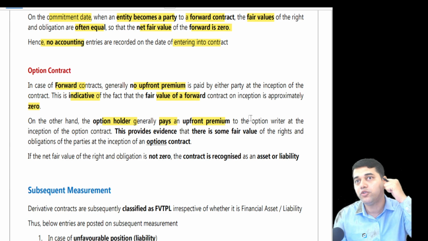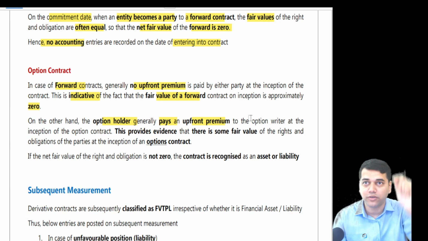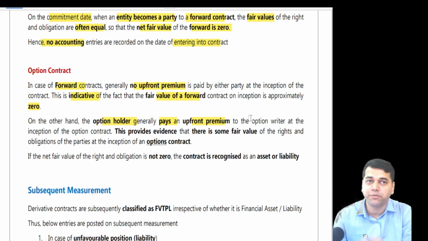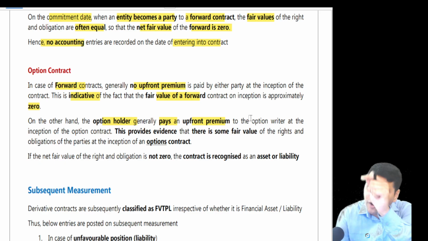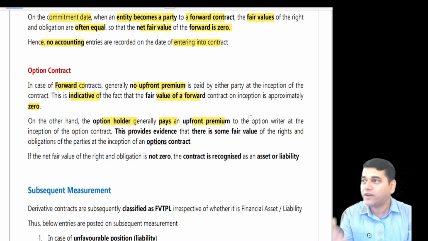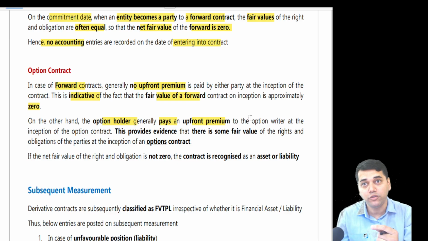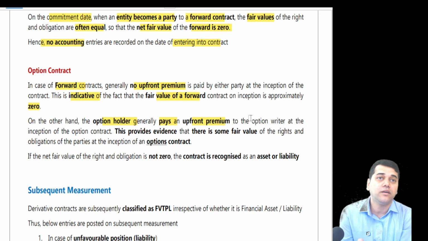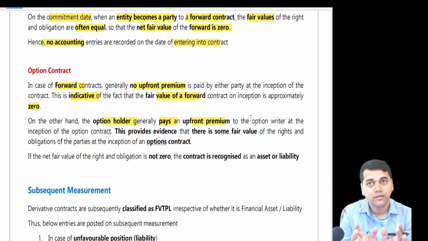Actually, when you told, no, sir, I want one hotel on so and so date, is it a forward or an option? It was an option. Why did he ask for 1,000 rupees upfront premium? Because you may not turn back. So it's not a forward. In a forward, what happens? Even though you don't go, for example, you book it through makemytrip.com, and they have got a policy of cancellation.